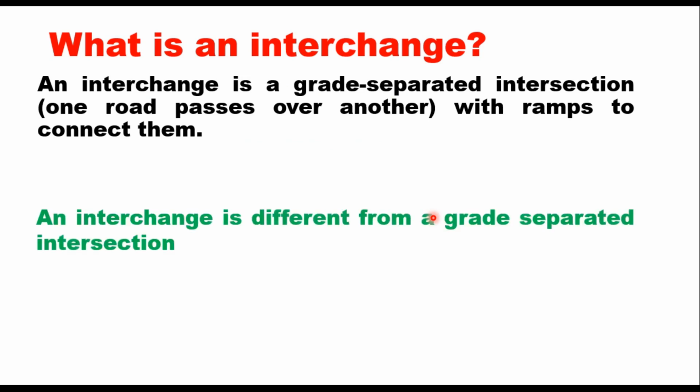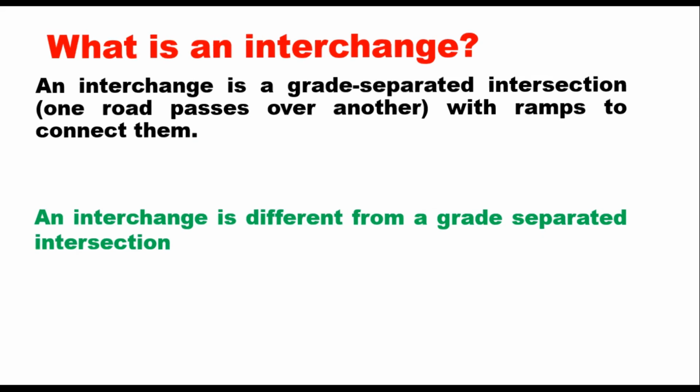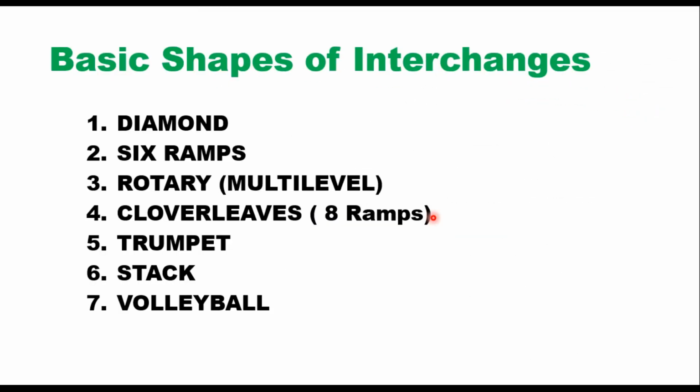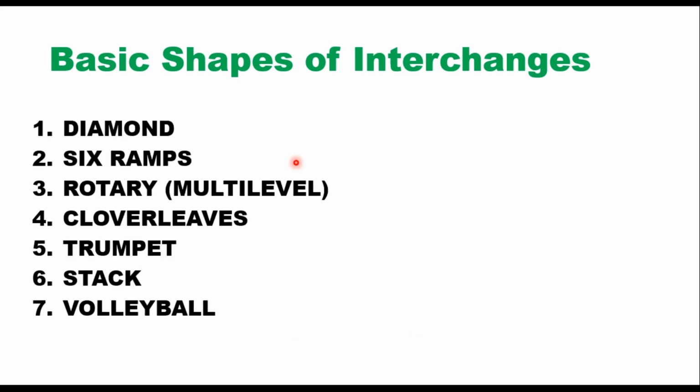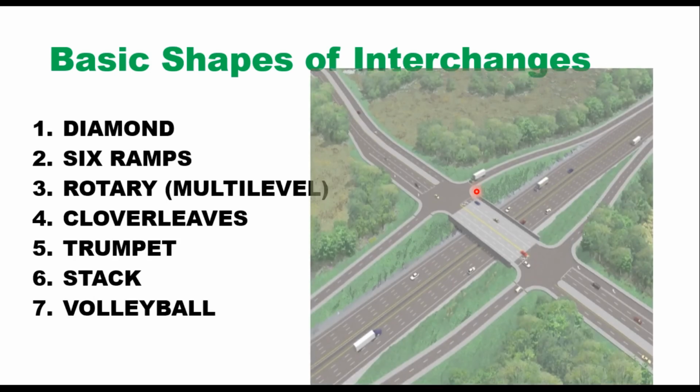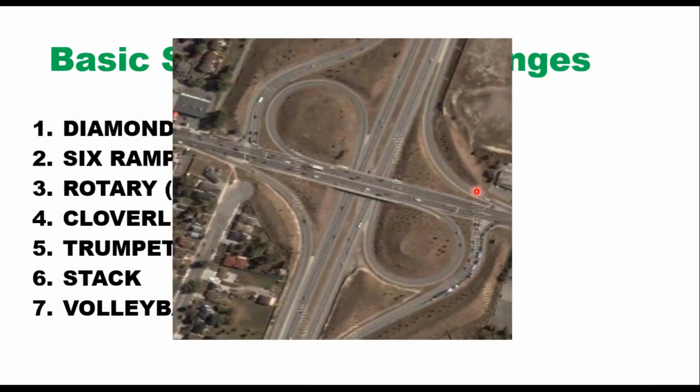And this is different from a grade separated intersection, and this I have discussed in detail in another session of types of interchanges. In brief, there are seven basic shapes of interchanges: diamond, six ramps, rotary, clover leaf, eight ramps, trumpet, stack, and volleyball. And all these I have discussed in my earlier session. You can watch that video for complete understanding of these interchanges. For example, in case of diamond, it is a two-level structure. In case of six ramp, it is half clover leaf, where you provide two loops and four outer connections.